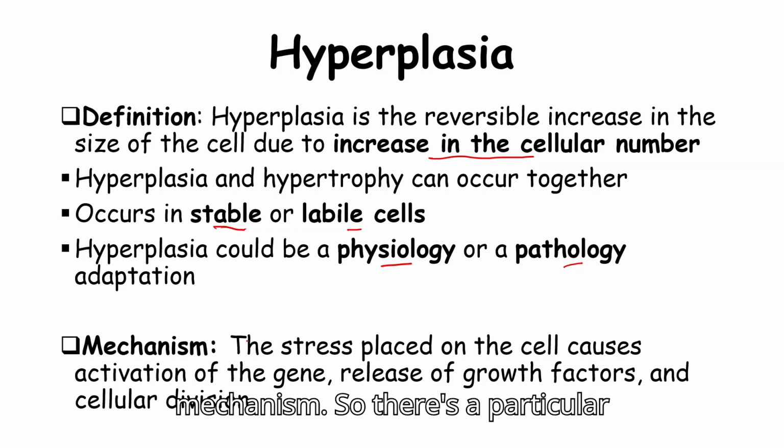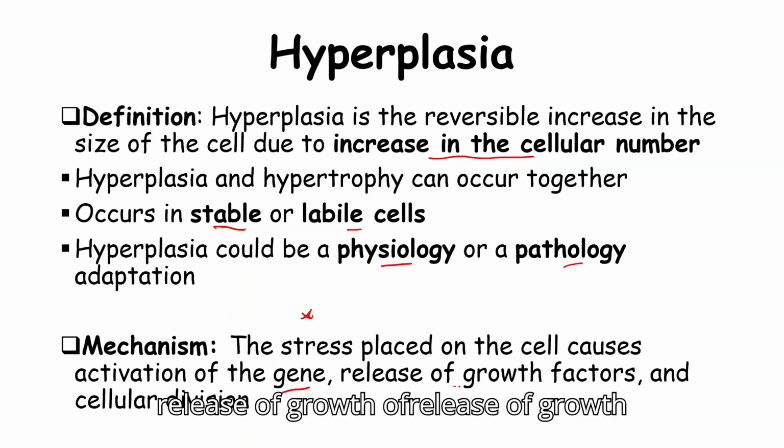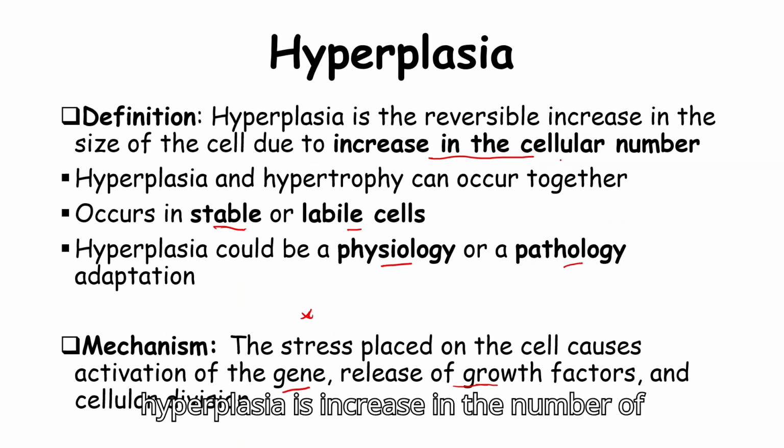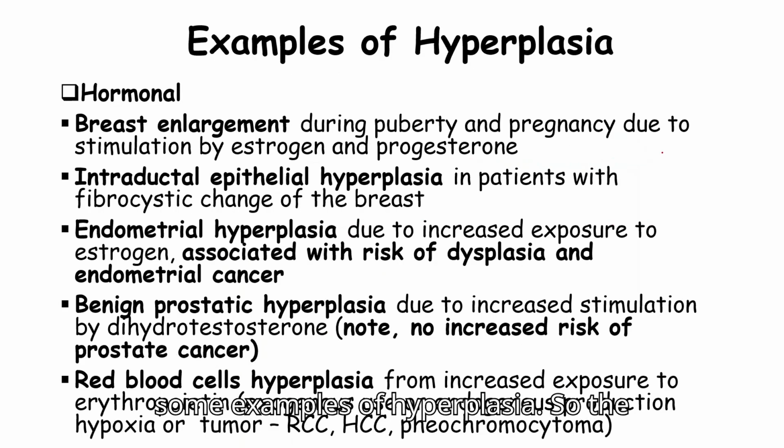So let's look at the mechanism. There's a particular stress, right? The stress is placed on the cell, and that causes gene activation, release of growth factors, and cellular division. And don't forget, the buzzword in hyperplasia is increase in the number of the cells. So increase in the number, as opposed to hypertrophy, which is increase in size. So let's go through some examples of hyperplasia.